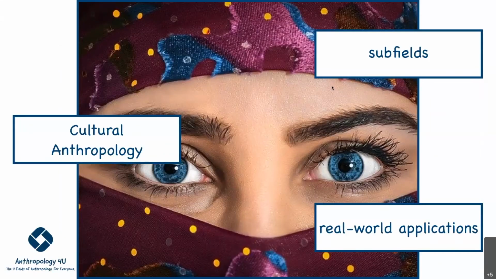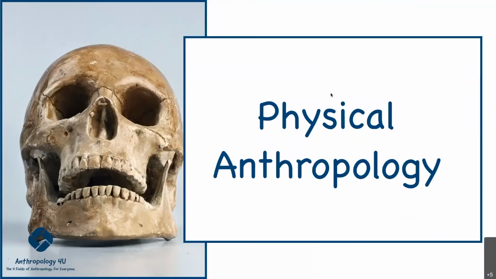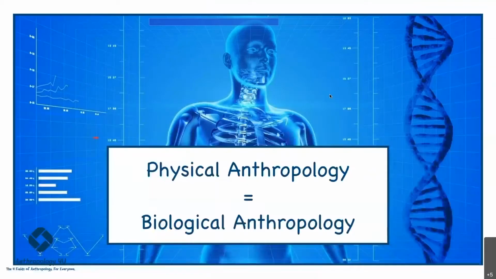So, those are some examples where cultural anthropology was applied to the real world. And now we've looked at the field of cultural anthropology and some of its subfields and some real-world applications. Now, let's move on to the next field of anthropology, which is physical anthropology. Physical anthropology is also known as biological anthropology. I was taught using the term physical anthropology, so that's what I use, but both terms mean the same thing.